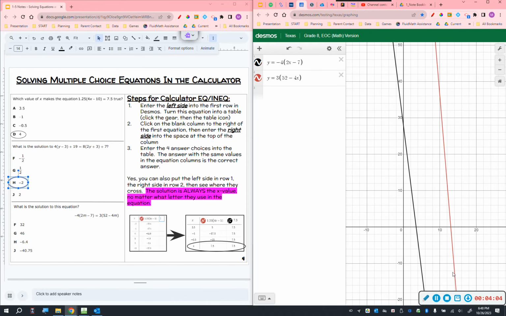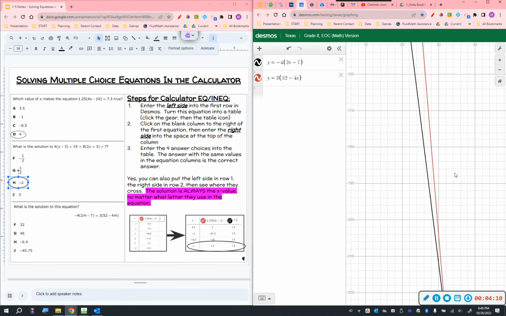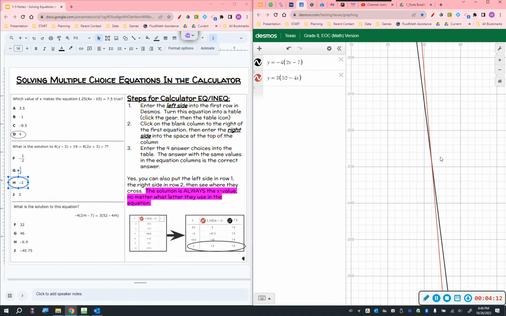Now this starts off looking kind of like no solution, but no solution is not one of my choices. So I'm going to start scrolling and see if I can find where they cross. Let's say I can't quite figure out where they cross. If I click on one of them, it's going to make a dot for me. My x is 32, so 32 is the answer I'm going to pick. Okay, that's how we solve equations in the calculator.